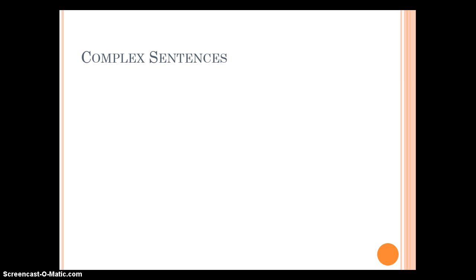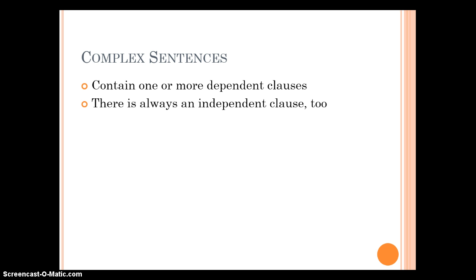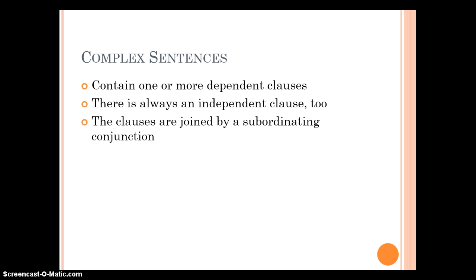The last type of sentences you need to be able to identify for the TEAS are complex sentences. A complex sentence contains one or more dependent clauses and an independent clause. The clauses are joined by a subordinating conjunction. If you do not know what subordinating conjunctions are, stop and go back to the Grammar for Style and Clarity section of this review.